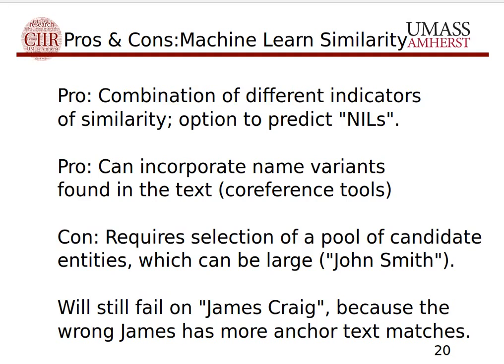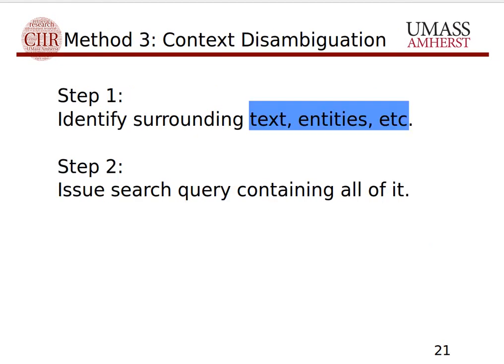Also, this method still fails on our James Craig example because the wrong James has just way more anchor text matches, and the machine learning method probably picked up that the anchor text method, or the popularity feature for method number 1, is a very useful one, and then it would just lead to the wrong James Craig. So it seems like the problem is that we only look at the name and we don't really leverage the context in which the query mention is contained.